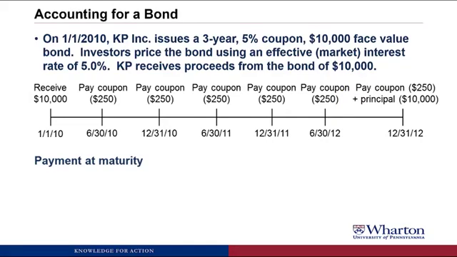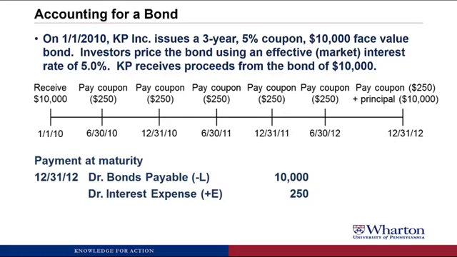Okay, so we're paying off the principal, so we debit bonds payable to reduce the liability by $10,000, so it makes the liability 0. We do one more coupon payment of interest expense, so we debit interest expense for $250, and then credit cash for the $10,250. And of course, you could have also split this into 2 entries: debit interest expense, credit cash for $250 each, debit bonds payable, credit cash for $10,000 each.